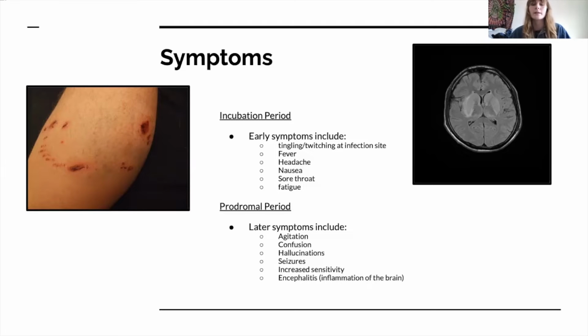And although these are symptoms that you would notice, most people can have these type of symptoms just throughout their day-to-day lives, depending on how they are health-wise, which is why it takes so long, up to a year, before people realize they have rabies.